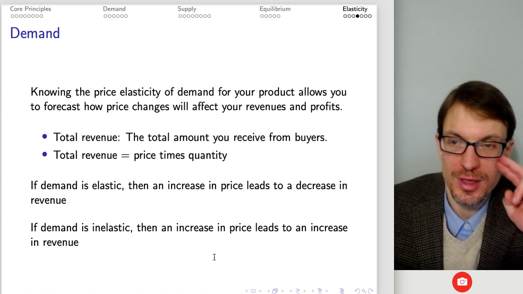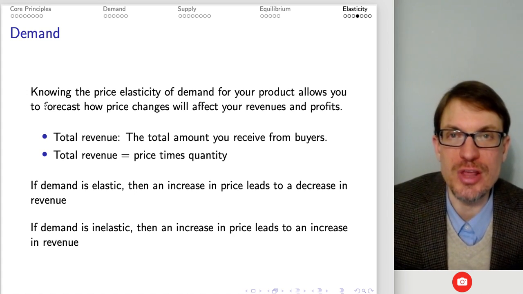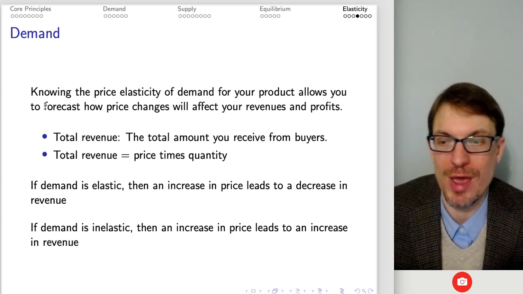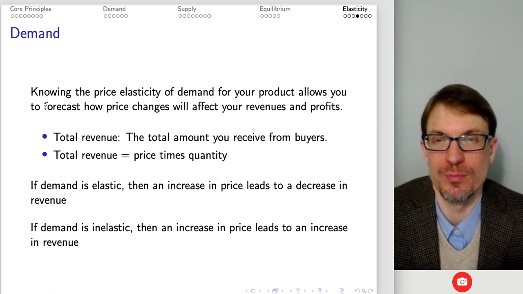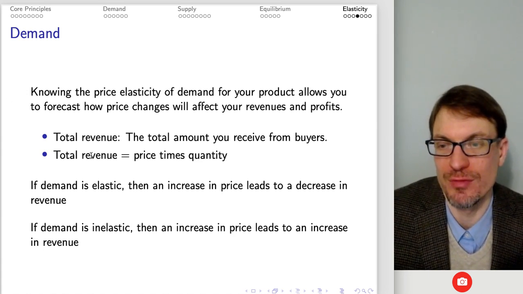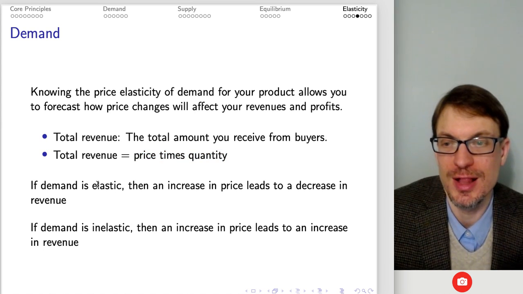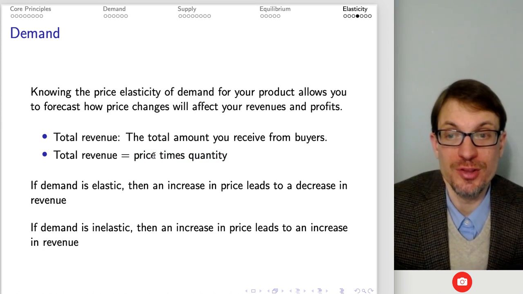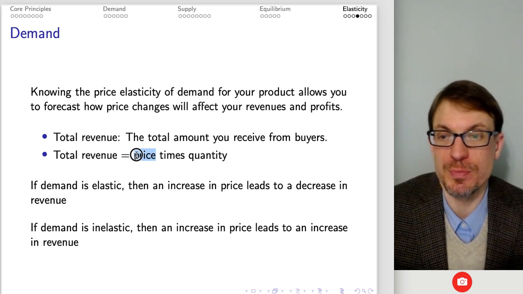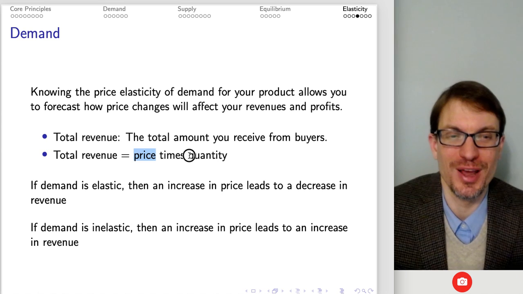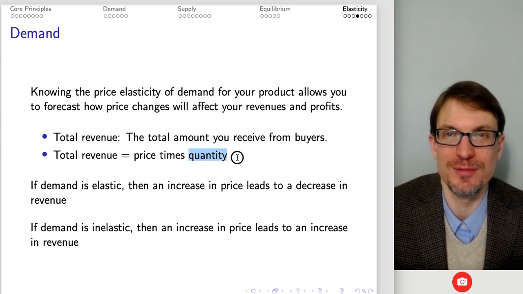All right, so there's a relationship between elasticity and revenue. The basic idea is, well, revenue is just price times quantity, right? Total revenue is just price times quantity. When we change price, revenue changes through two channels, right? Increase the price, that tends towards raising revenue. However, when we raise the price, that tends towards decreasing quantity.